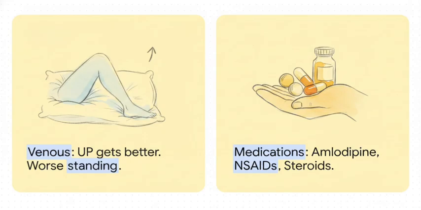For medications, rely on the acronym ANS. Amlodipine and other calcium channel blockers are classic culprits here. Actually, a patient starting amlodipine and then developing ankle edema is a classic textbook clue. The N is for NSAIDs and the S is for steroids.